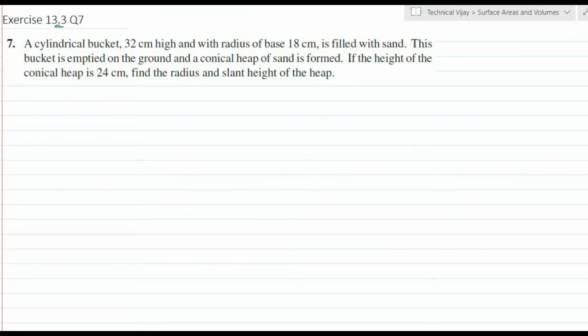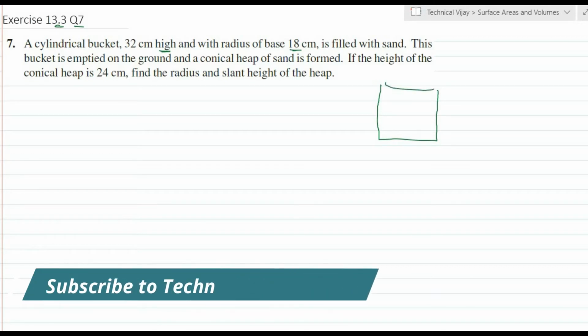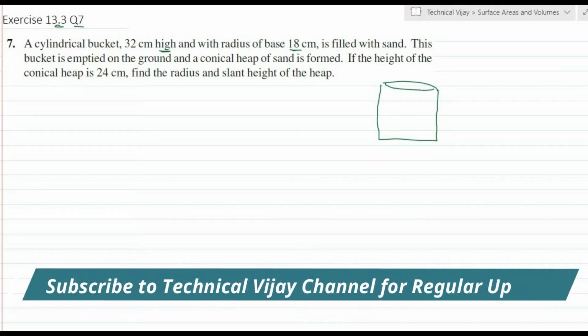Exercise 13.3, question number 7. A cylindrical bucket 32 centimeter high and with a radius of base 18 centimeter. So there is a cylinder, that is, a bucket, which has a cylindrical shape. The height of the cylinder is 32 centimeter, and the base radius is equal to 18 centimeter. So this is filled with sand.